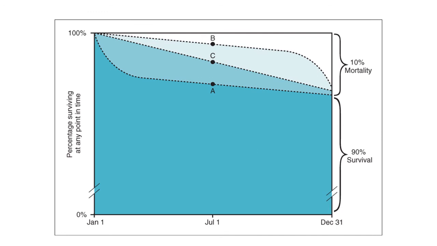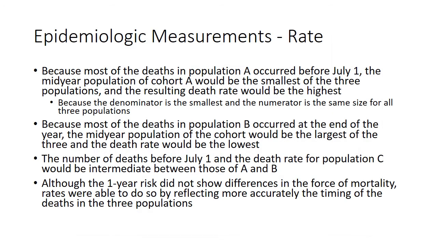Again, looking at this, A was the group that got hit early on in the year, so most of their 10% died very early on, versus B got hit at the end of the year, versus C was very consistent throughout the year in who was dying. All of them were 10%, but all happened in very different patterns. Because most of the deaths in population A occurred before July 1, if you're using that as our midpoint or average population, you'd see that the cohort of A would be the smallest of the 3 populations, meaning their denominator would be the lowest, meaning their death rate would also be the highest, right? Because again, the numerator is going to be the same, but their denominator would have changed. It would be the lowest, so the death rate would be higher.